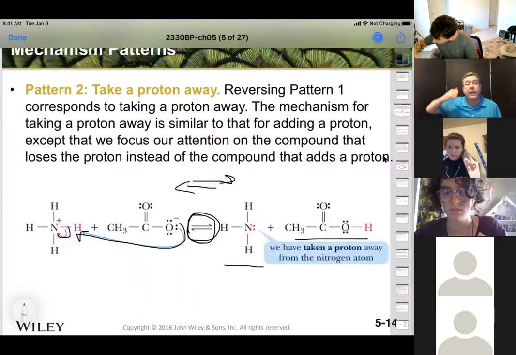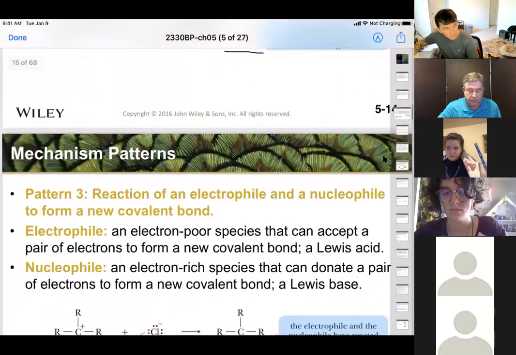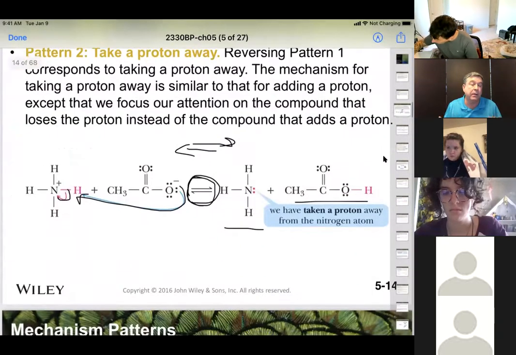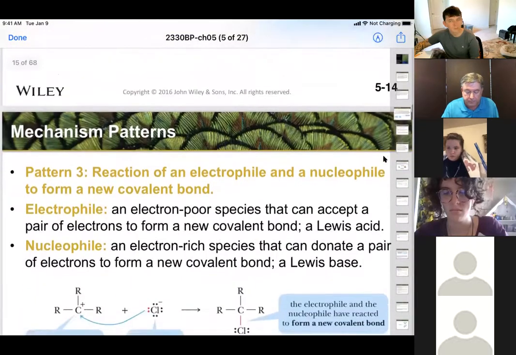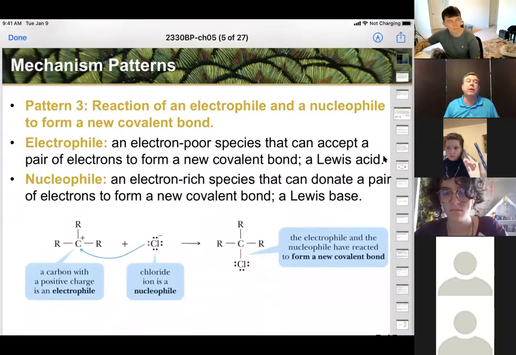Okay, so we have add a proton and take a proton away. Well, what does take a proton away do for us? It gives us either a species that is positive now that we've added our proton, or a species that is negative, so that it is a more reactive intermediate. The third pattern is going to be what we call the reaction of an electrophile and a nucleophile. So let me define that.